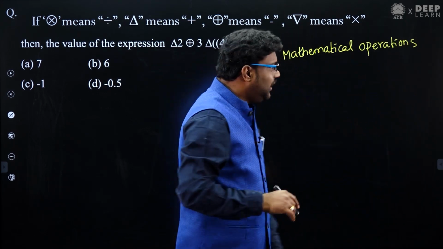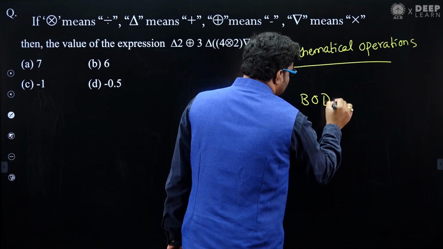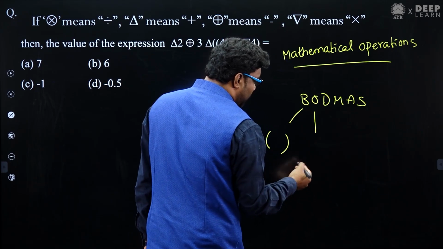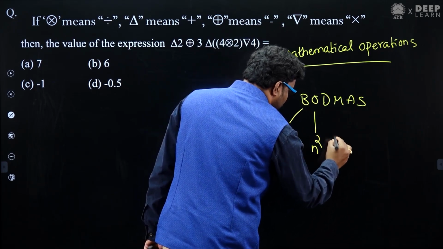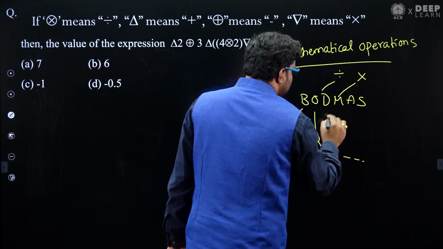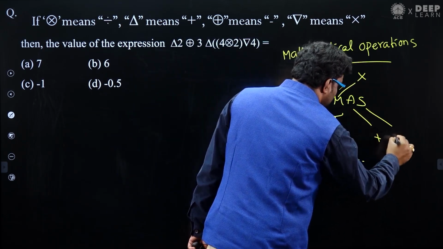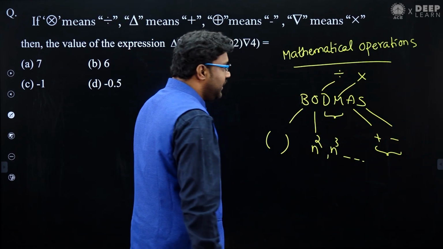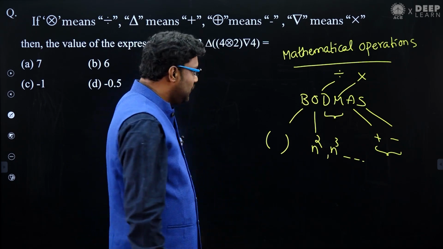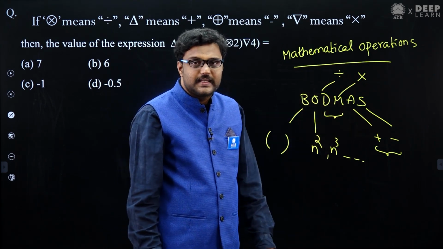In mathematical operations, when you have multiple symbols and want to operate at a time, we should use the BODMAS principle. This is related to brackets, this is related to orders or powers like square, cube and all. This is division, this is multiplication. Division and multiplication take the same priority. Addition and subtraction both take the same priority. So brackets, orders, division, multiplication, addition and subtraction.